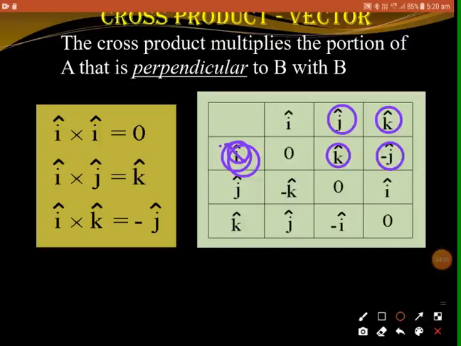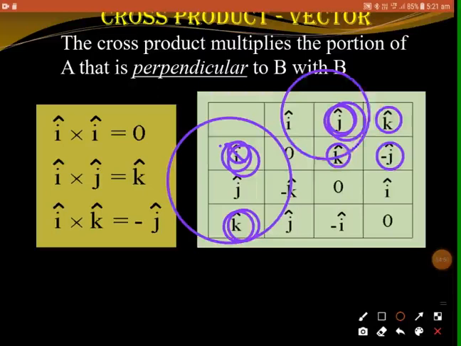Got it? Similar like that, others also you can see. See, instead of j cross k, it is k cross j. This will be the first vector, this side, and this side will be the second vector. Got it?